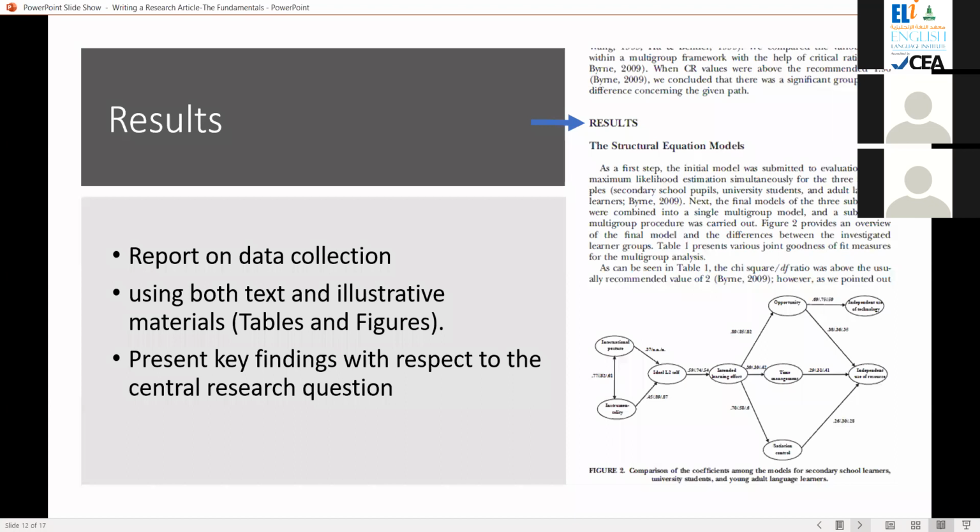And so in this section, you would use the first person: I collected, I did. Active voice. The data was collected, versus I collected the data. That's the difference. I collected, or the researcher, where the researcher is present in the study. The data was collected, where the focus is on the data and not on the researcher.